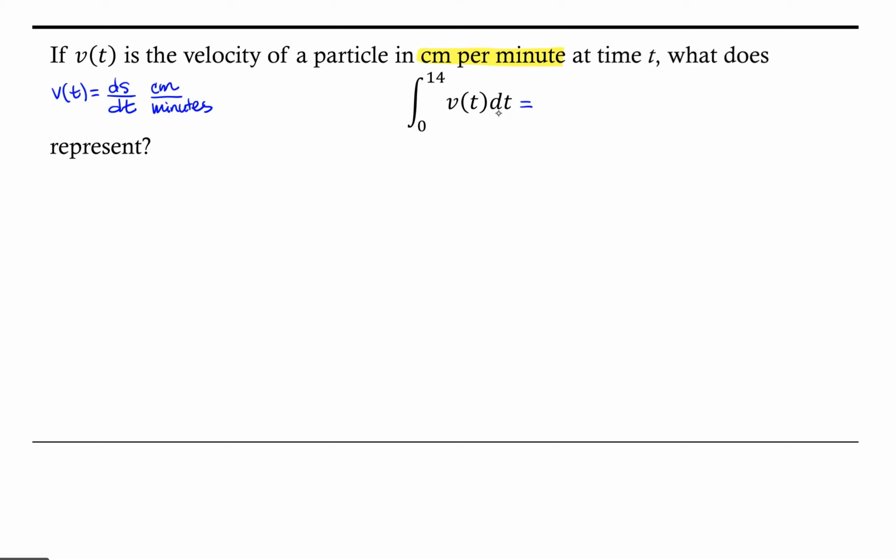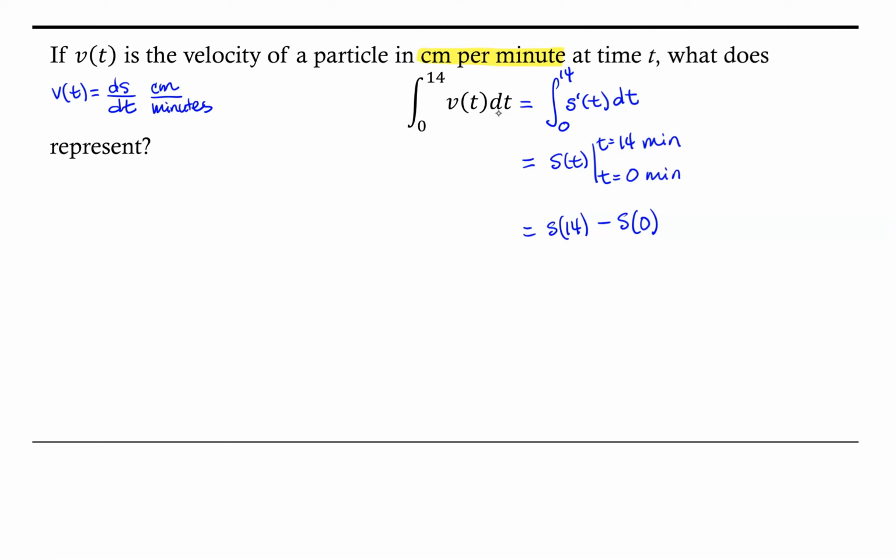So this definite integral is the integral from 0 to 14. Instead of thinking of this as a velocity function, let's think of it as s prime of t dt. And then the antiderivative of s prime of t would be s of t. And we need to evaluate that from t equals 0 minutes to t equals 14 minutes. And so this would be s at 14 minus s at 0.